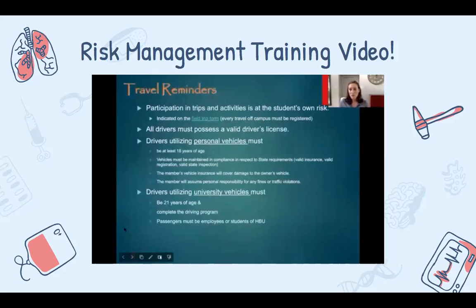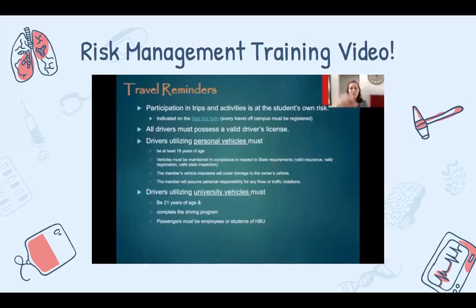So you are allowed to travel as an organization. This is approved by student involvement. There's a few forms that your organization leader needs to procure for us and make sure it's submitted in a timely manner. But all drivers must have a valid driver's license. Whoever is driving their personal vehicle must be at least 18, have a valid license, have valid insurance, registration, inspection. Anything that happens damage-wise to your vehicle is on your expense, and any fines or traffic violations are also on the driver or the members present, not on the university.